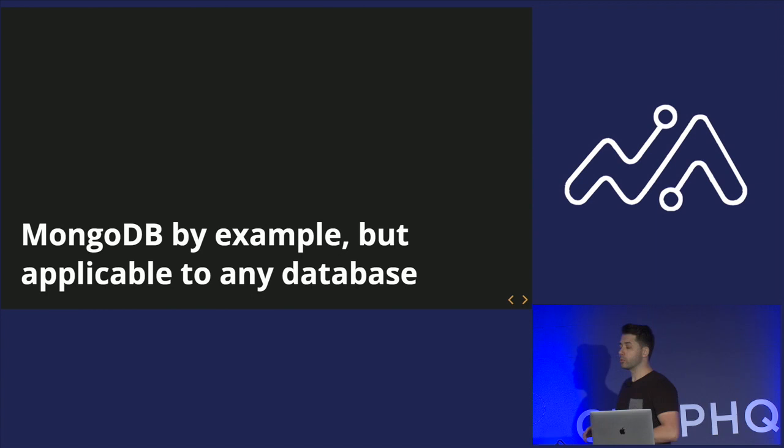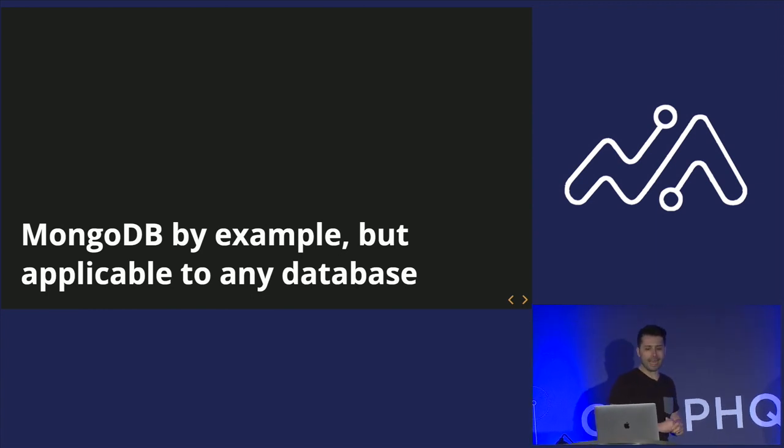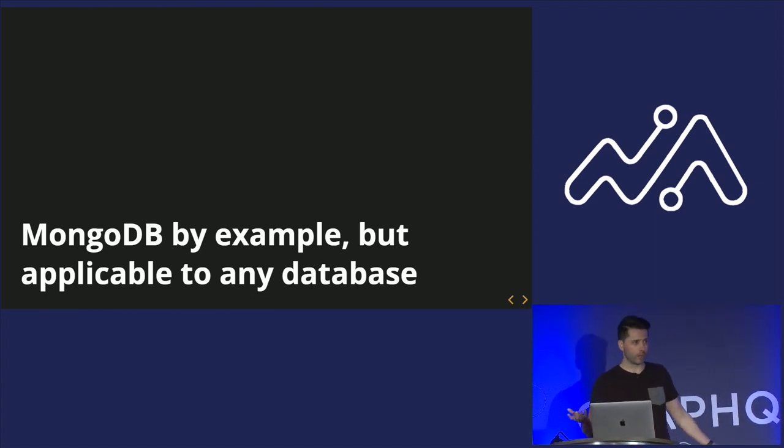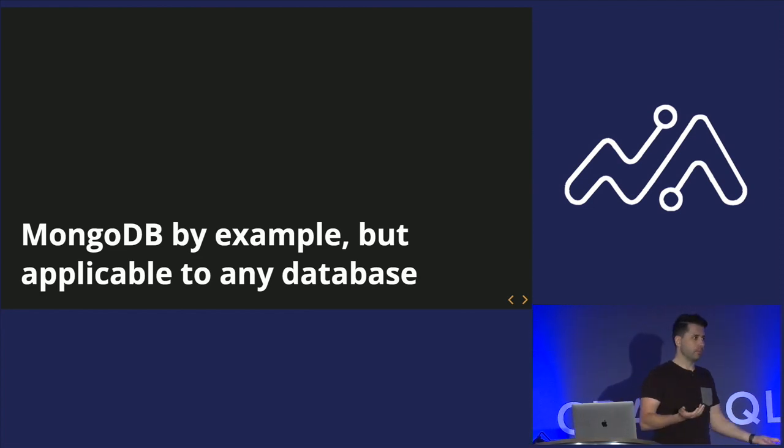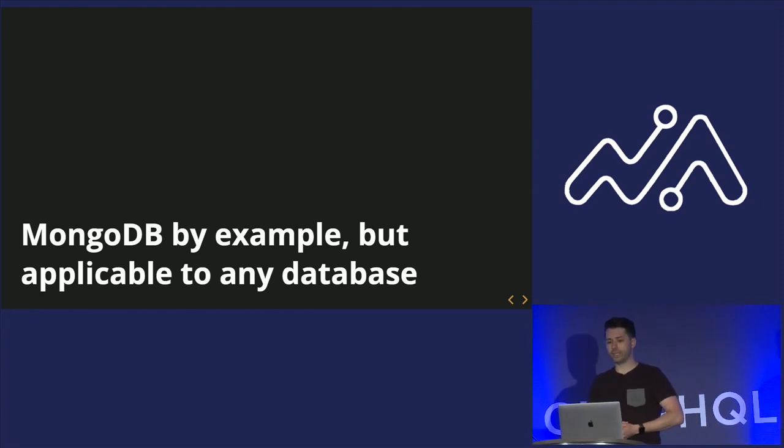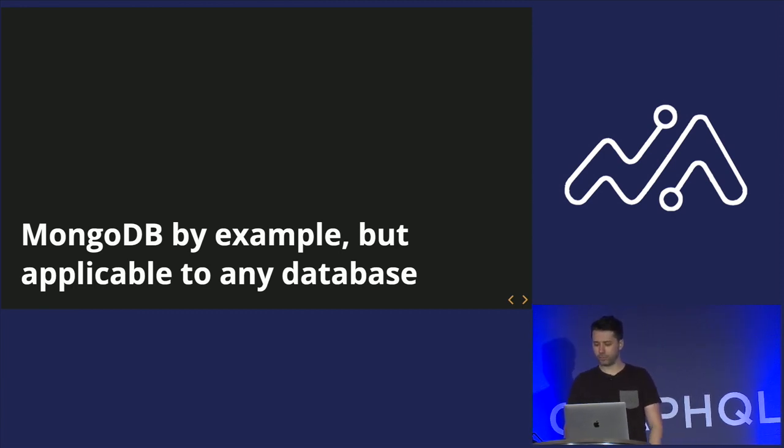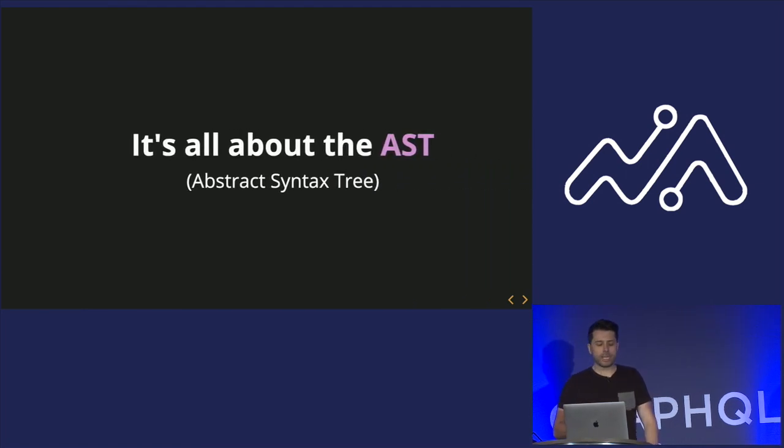Note on these examples, we're using MongoDB here for example, but it's applicable anywhere. This is just my database of preference, and it's one that's good for showing examples, but the same concepts can be mapped basically to whatever you are using. So it is all about the AST, the abstract syntax tree.